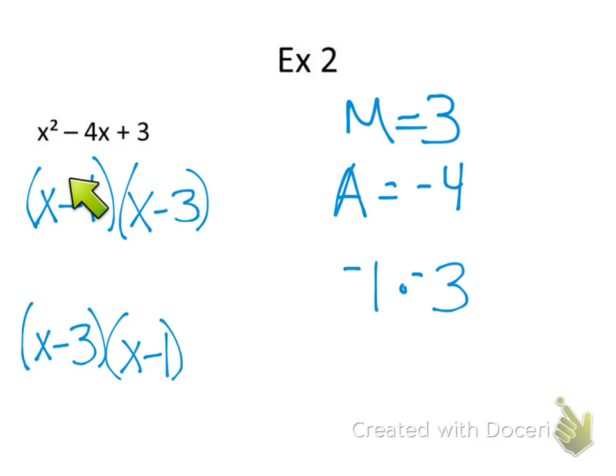Double distribute to check. X times x is x squared. Then I'd have minus 3x minus 1x. That's how I'd get the negative 4x term. And then negative 1 times negative 3 is plus 3. So we are good.